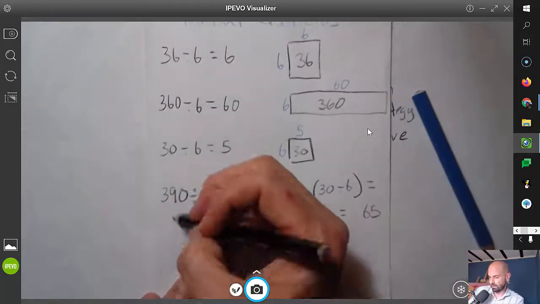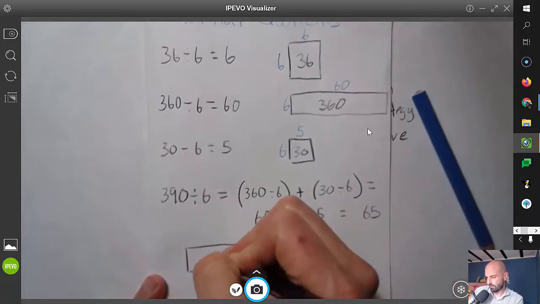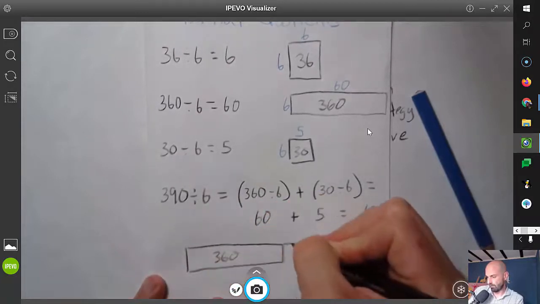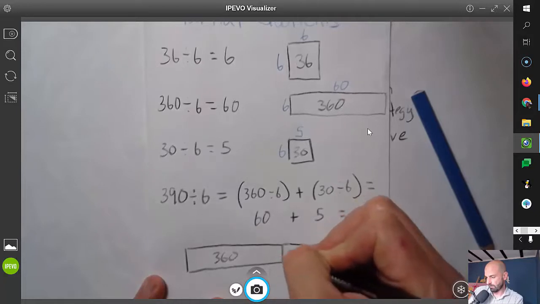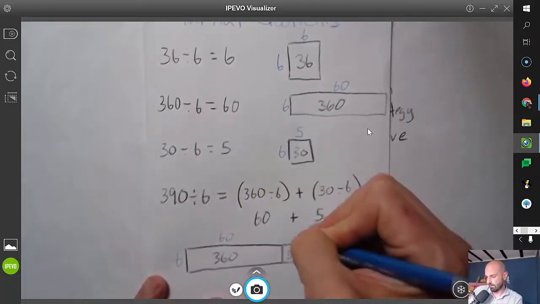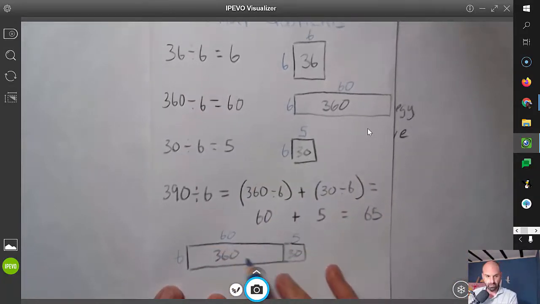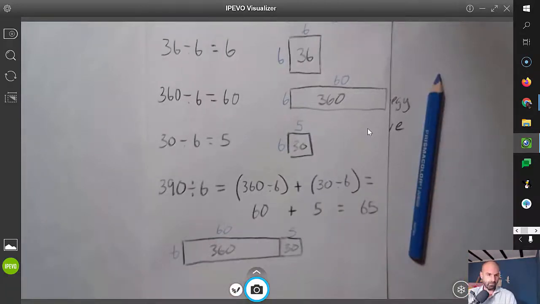Another way to look at that is if we have 360, and we have 30, and we know that over here is 6. We know that this is 60. We know that this is 5. So we add all that together, and that's going to give us 65 and 390. All right, let's see what's next.